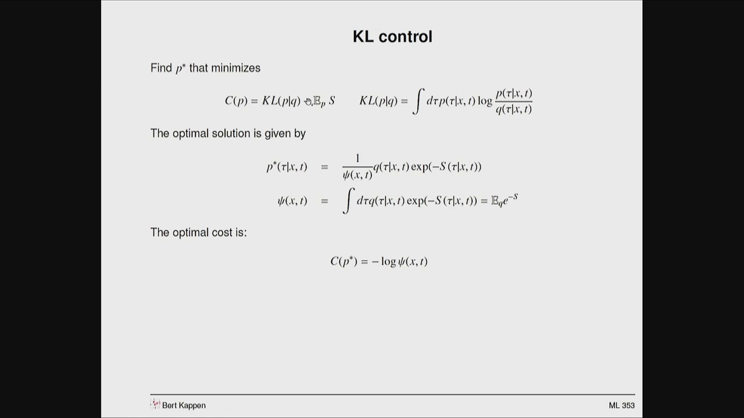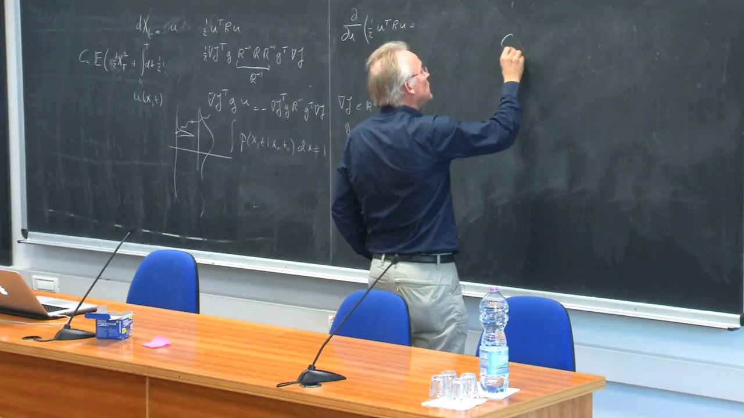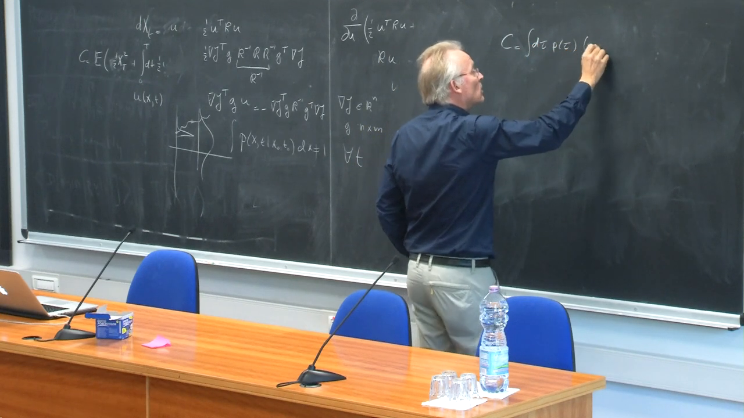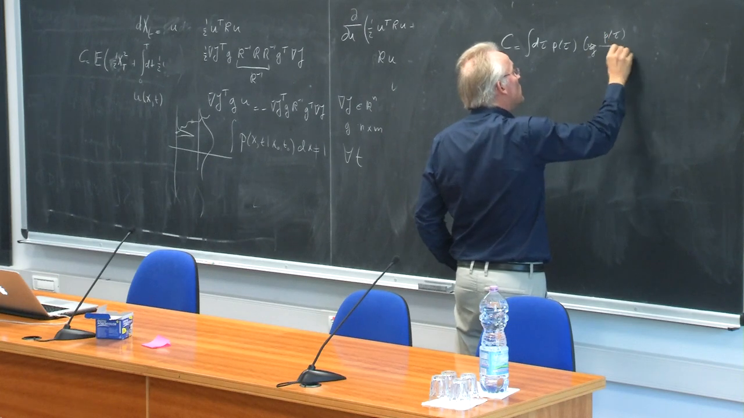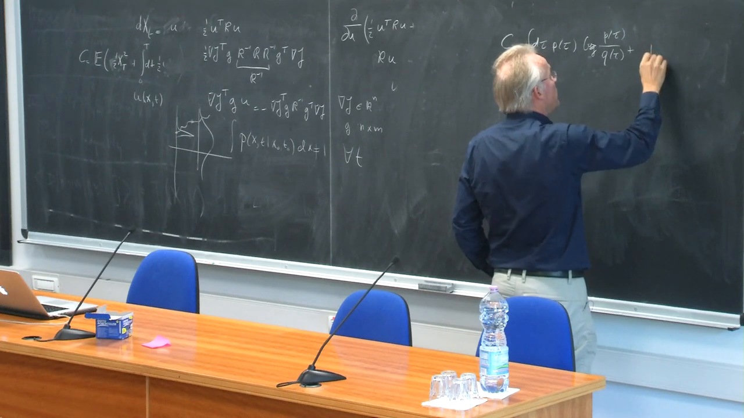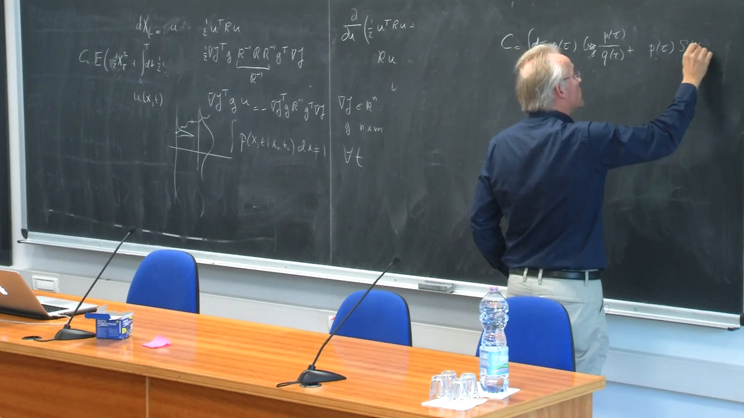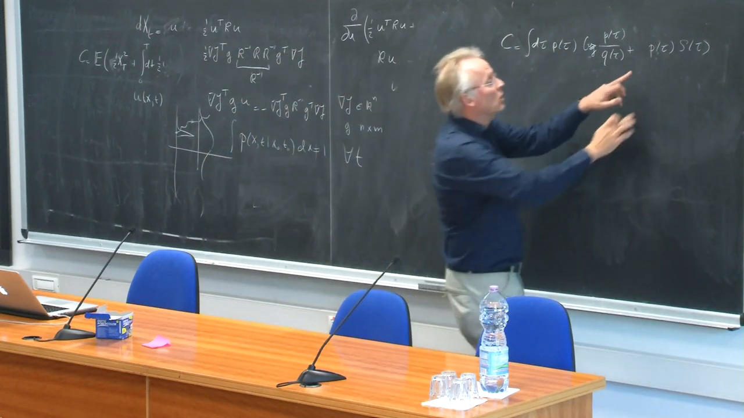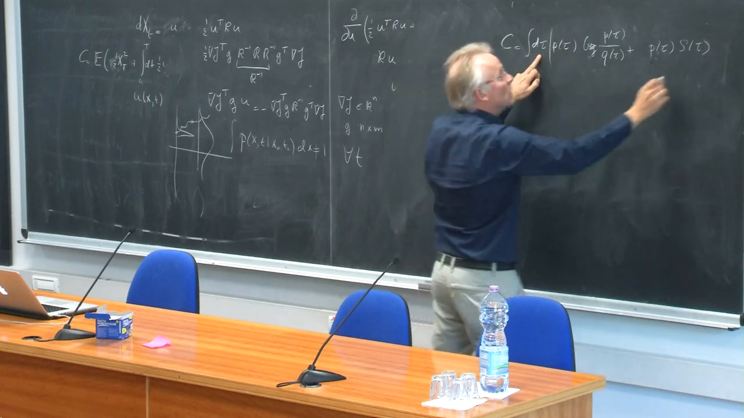Now, in this formulation, the optimization of P is actually very, very easy. It's so easy that I'm going to do it for you here on the board. So I just have the cost C is the integral over d tau of P of tau log P of tau divided by Q of tau, plus the integral, so we get P of tau times S of tau, right? So this is our whole cost function that we have to optimize, right? This is the expectation over S, the sum over the integral, so it's here.